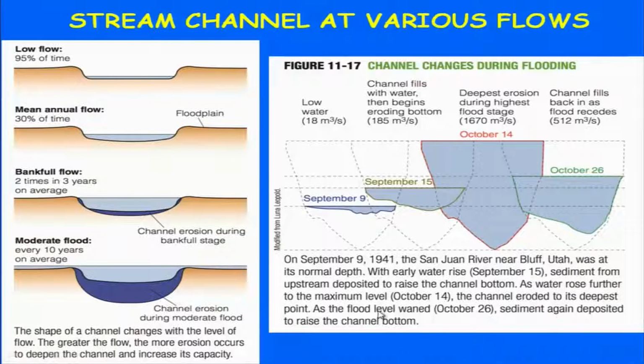Now, on October 26, the flood level went down. With the reduction in the flood level, sediment again deposited to raise the channel bottom. So the deposition raised the channel bottom, and more water eroded and deepened it. These are the different stages which show how the channel changes during the flooding state. Even if you see here, the discharge increases. During the low water stage, the discharge was 18 cubic meter per second, whereas here 185, then increased to 1600 and then reduced to 500 cubic meter per second. So, this shows that the channel fills back in as the flood recedes.